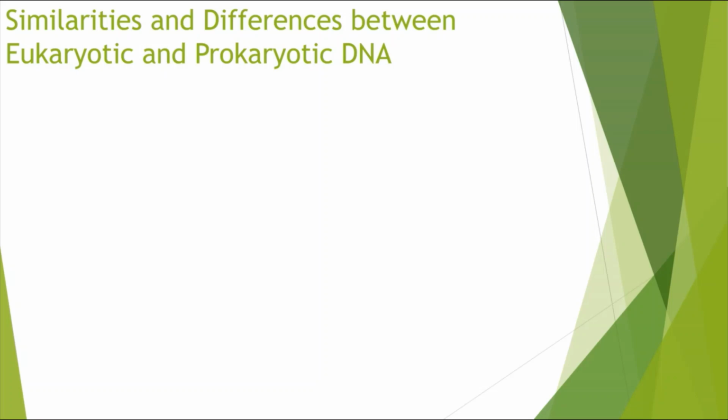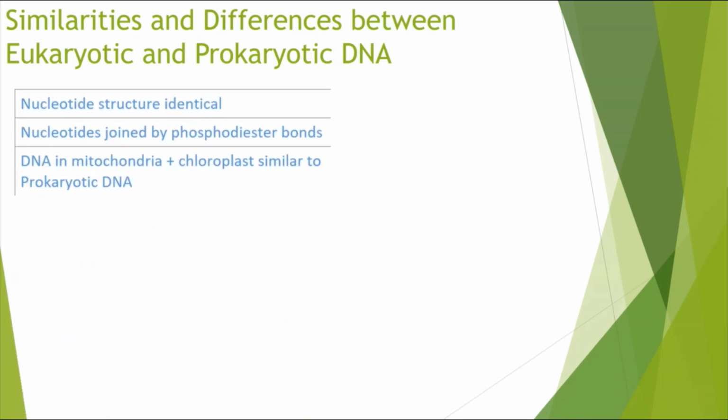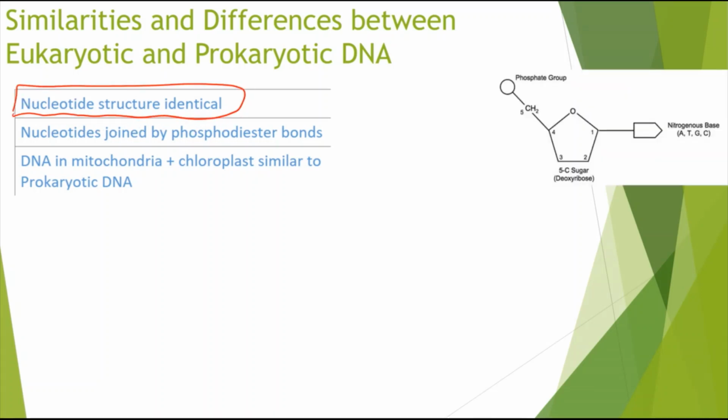Now just looking at all the similarities and differences between the eukaryotic and the prokaryotic DNA. The eukaryotic and prokaryotic both have an identical nucleotide structure. Remembering that nucleotide structure of DNA, we have that deoxyribose sugar, that phosphate group and that nitrogenous base. That's the same with prokaryotic and eukaryotic DNA. They both have the same nucleotide structure, and the nucleotides are joined together by the same phosphodiester bond.